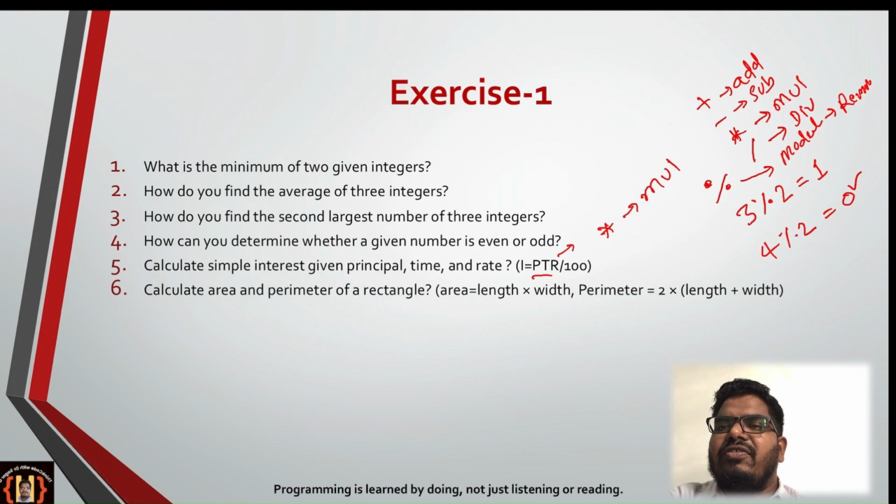Next question: calculate the area and perimeter of a rectangle. The area formula I have given here is length into width, and perimeter is 2 into length plus width. Remember this. So solve all these problems, and work on designing a flowchart and also the algorithm, and also try to do the pseudocode. Later on, when you are familiar with programming, you are also required to implement these problems using C programming.